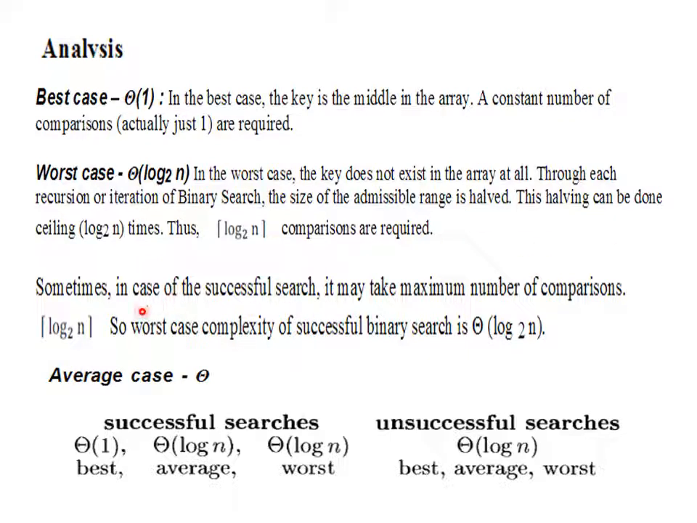So that is why sometimes in case of a successful search it may take the maximum number of comparisons. That is the last stage when we get the result. If we find the item in the last iteration, then also this is a worst case.